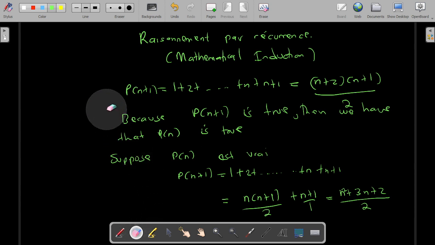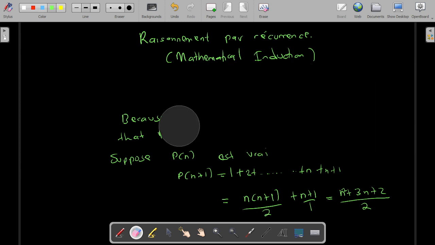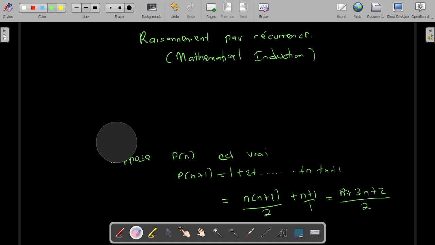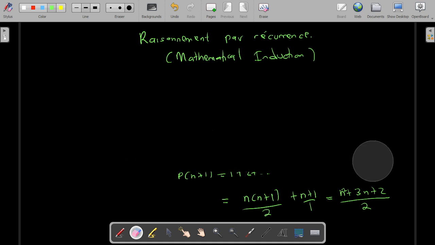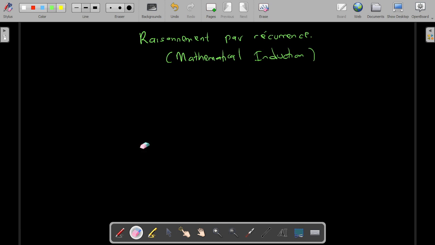Now I'm going to give you another example that is going to involve the greater than sign, because you might be thinking that we always have the equal sign. Well, that is not always the case. You might have inequalities, and mathematical induction can do the job in those situations. So our second example is: for every n in the set of natural numbers, 2 to the power n is strictly greater than n.